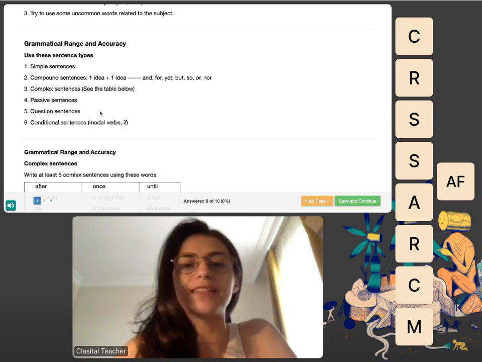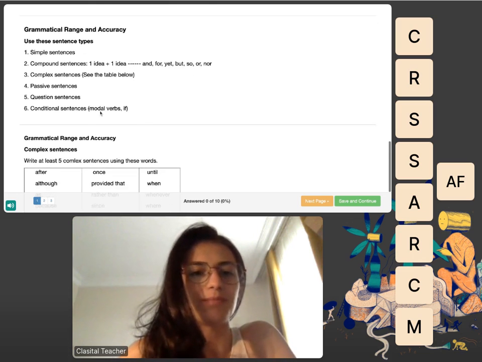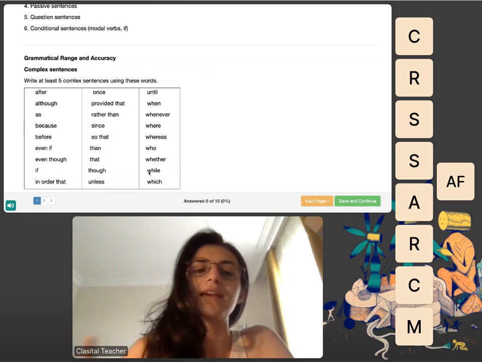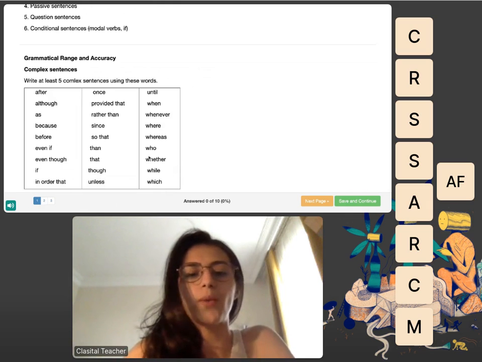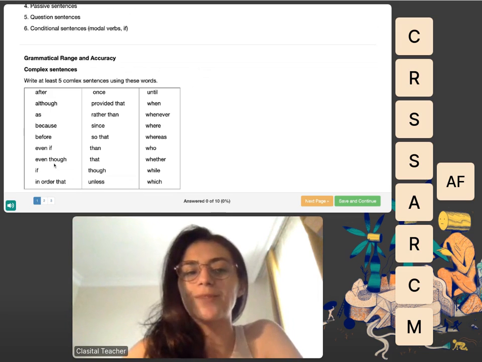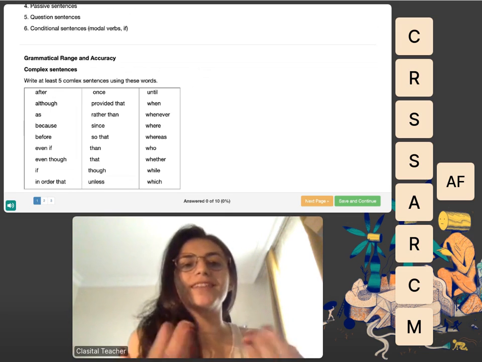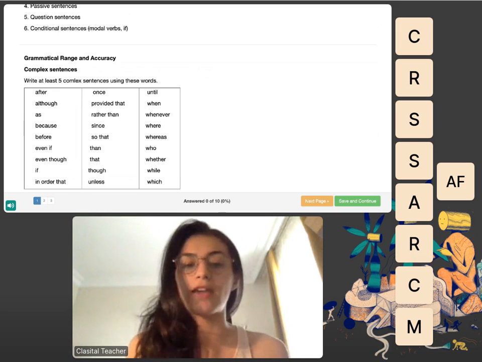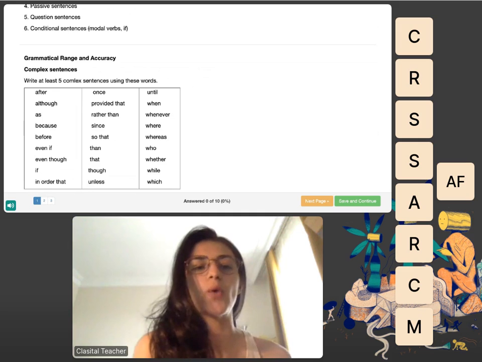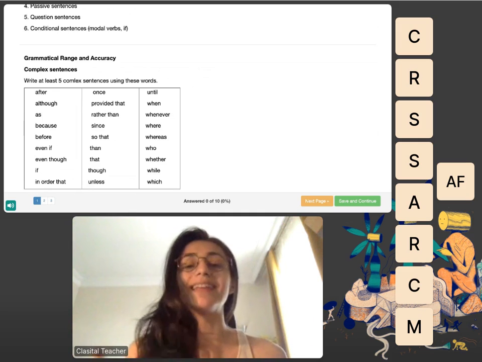Or you should use complex sentences, which can be summarized with linking words such as after or whether or since or even though. You need to show the examiner that you can form complex sentences with ease and accurately. And you need to show the examiner also that you know a wide range of linking words.